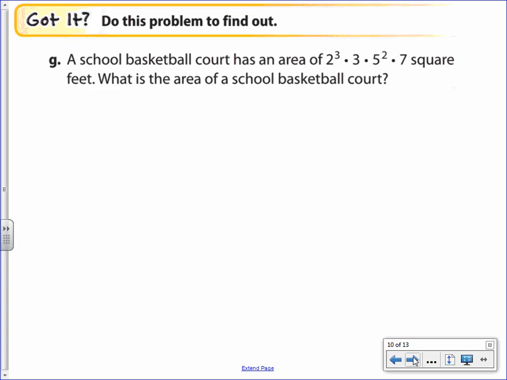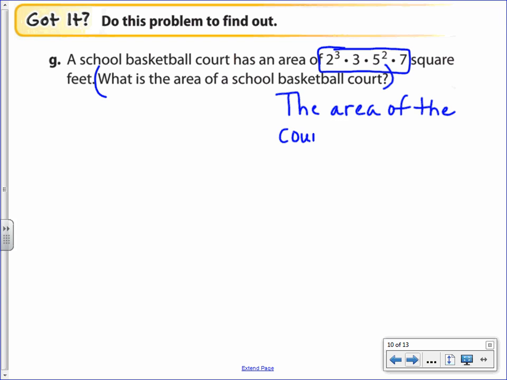Okay, moving on to the got it question. Again, open up your textbook and follow along. A school basketball court has an area of 2 to the 3rd power times 3 times 5 squared times 7 square feet. The question is, what is the area of the school basketball court? The area of the court is feet squared. We're going to fill that in when we're done.